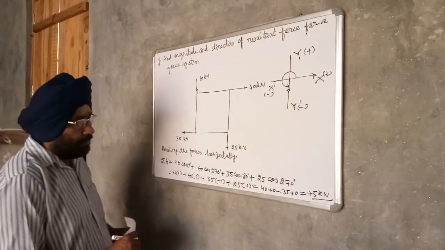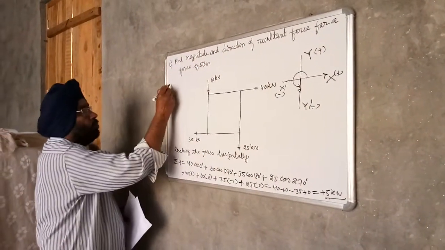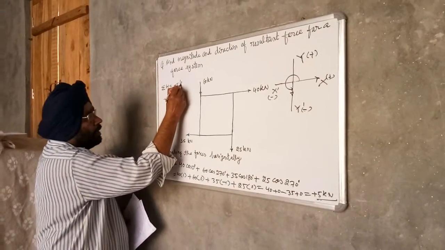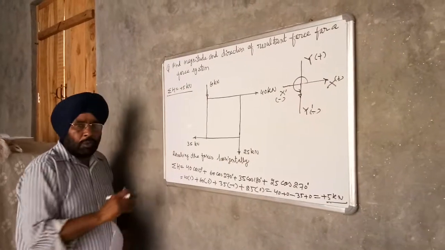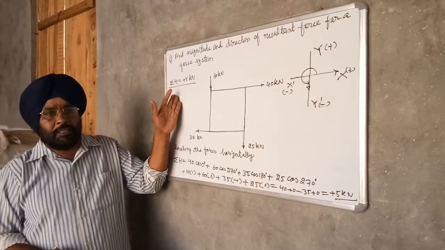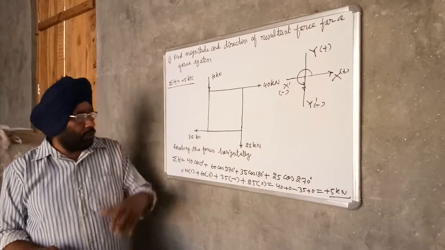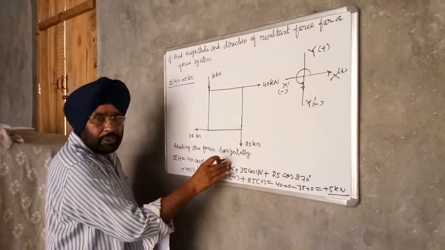So it means sigma H is equal to plus 5 kilonewton, meaning the sum of the horizontal components of all the forces along the x-axis. Its magnitude is plus 5 kilonewton. Then resolving the forces vertically.